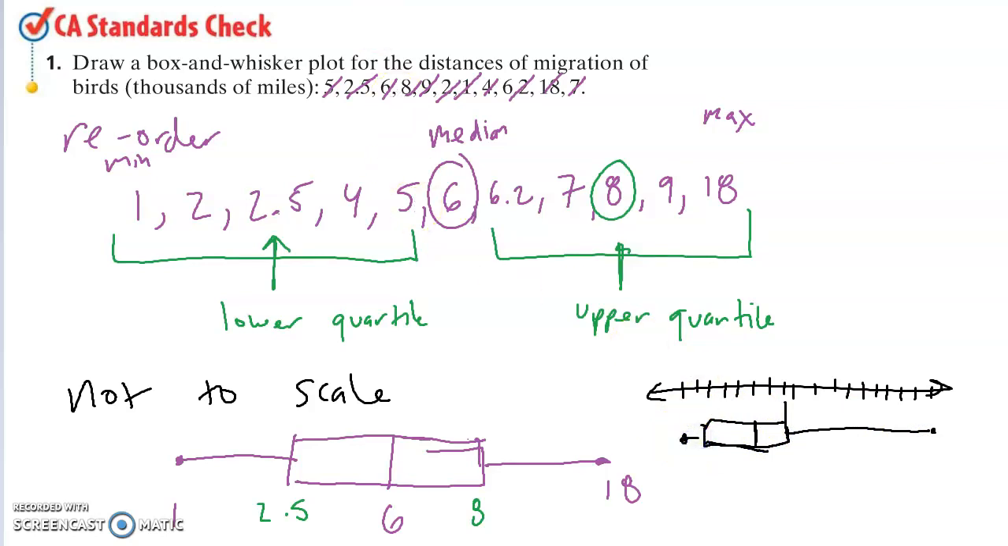This is a more accurate depiction of what this box and whisker plot might look like. They might be a little bit more stretched. You never know until you graph it out.